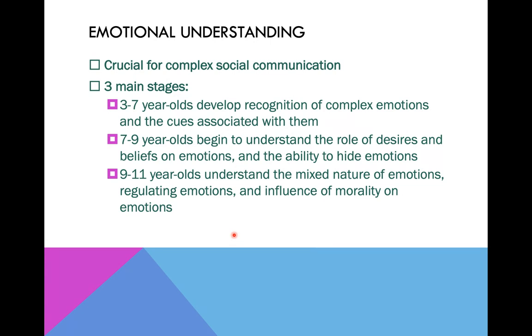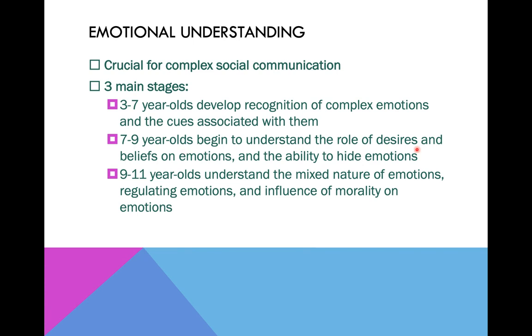Now, we can't necessarily test emotional understanding super early on because it usually involves language. So, the three main stages start at around 3, when children are pretty proficient at basic communication. The three major stages of emotional understanding start between 3 to 7 year olds, who are able to recognize complex emotions and the cues associated with them. At 7 to 9, they begin to understand the role of, let's say, desires and beliefs on emotions and their ability to hide emotions.